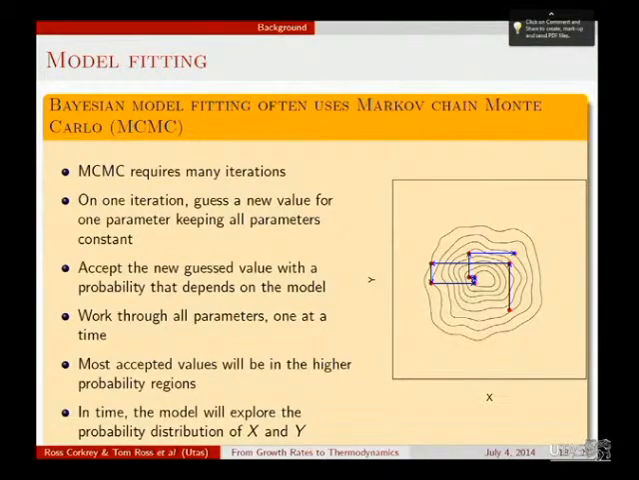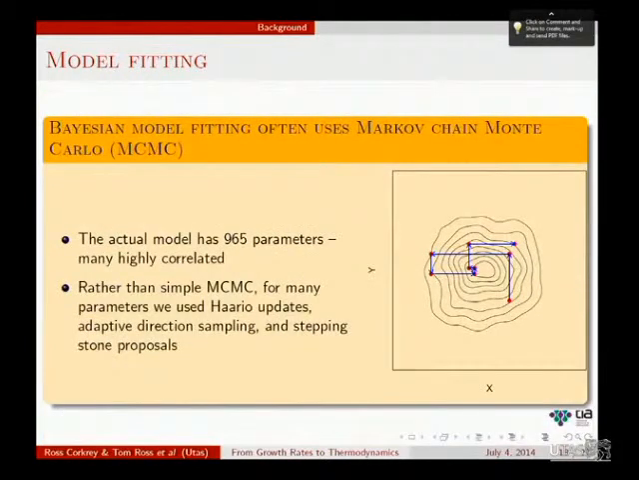You have to start with a reasonable guess, and you just try and change one of these parameters. You fix x, and you take a guess for what a new value of y is. You calculate its probability in the context of the model, and you essentially flip a coin and see if you can move. And if it does move, you keep that value, and then you try and change x. And then you go back to y, and you go back to x. It's a very simple technique, and it works most of the time. It doesn't work with this model.